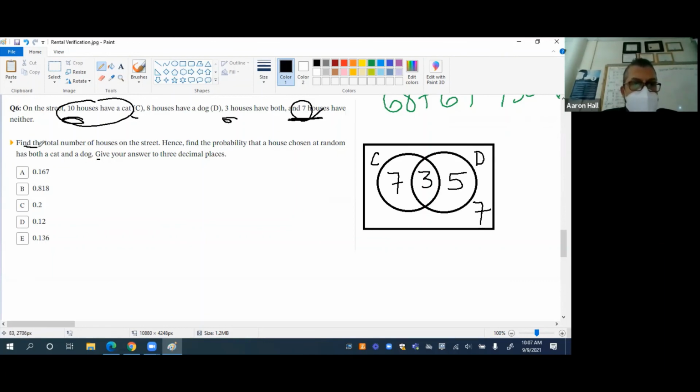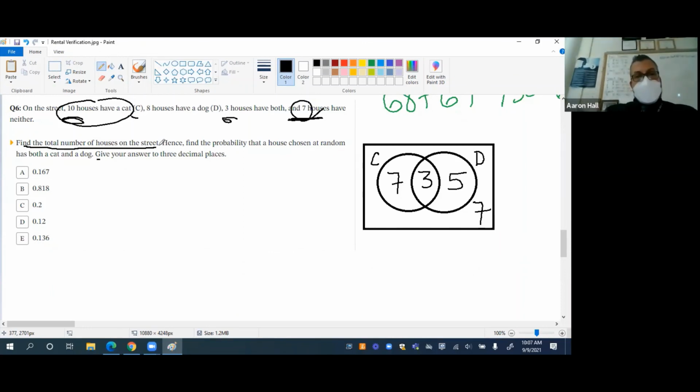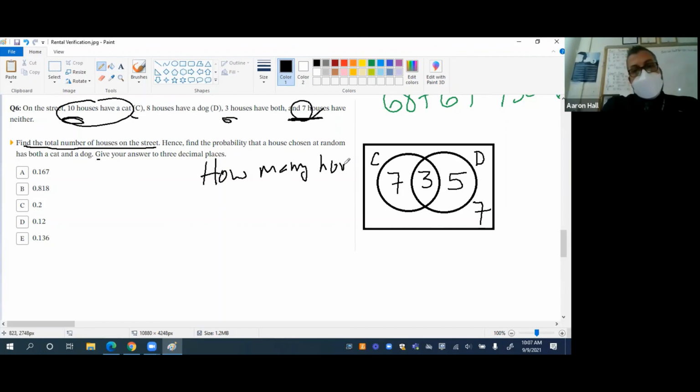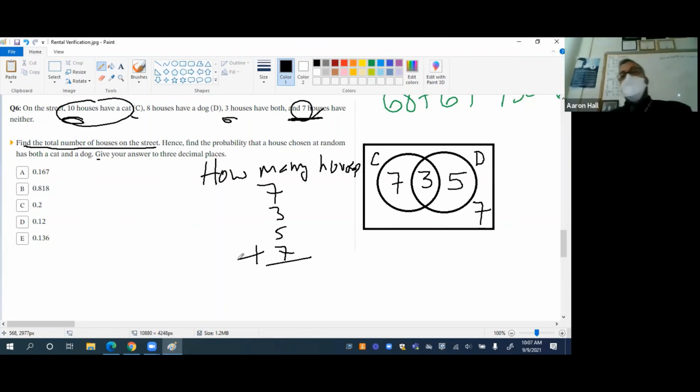Find the total number of houses on the street. How many houses are there on the street? How'd you get it? You add 7, 3, 5, 7. You just had it in a different order. That's okay, because of the commutative property, it's still right. We just add all these up, and that gives us all of the different houses on the street. 7 plus 7 is 14, plus the 5 gives us 19, and then the 3, 20, 21, 22. Is it 22?